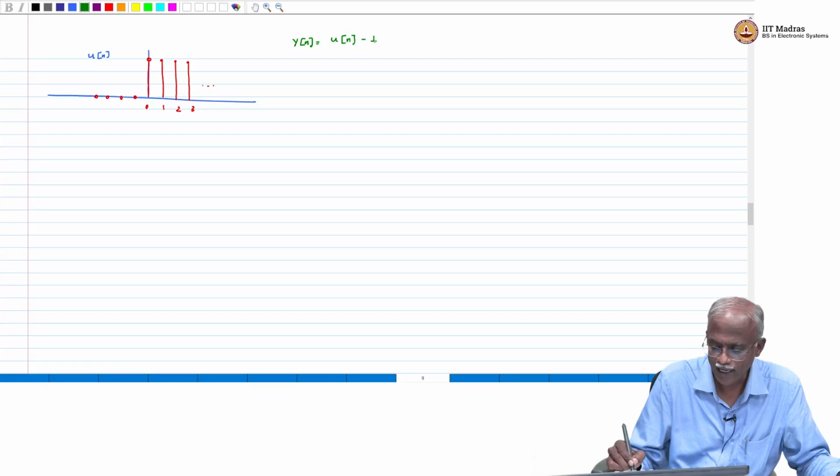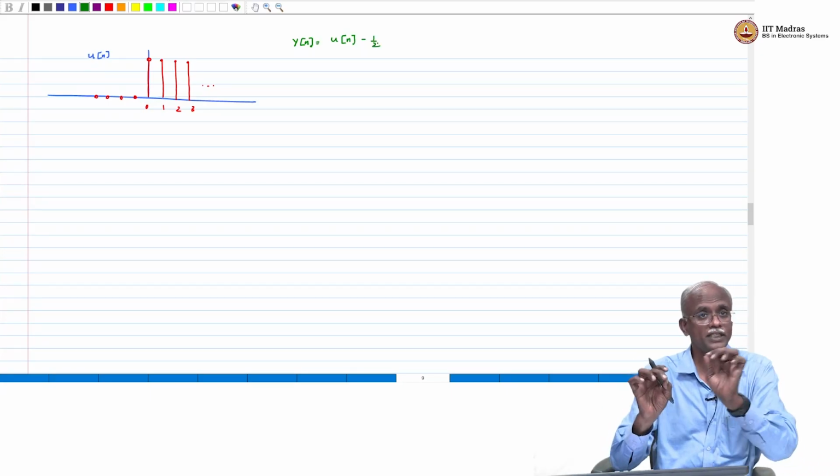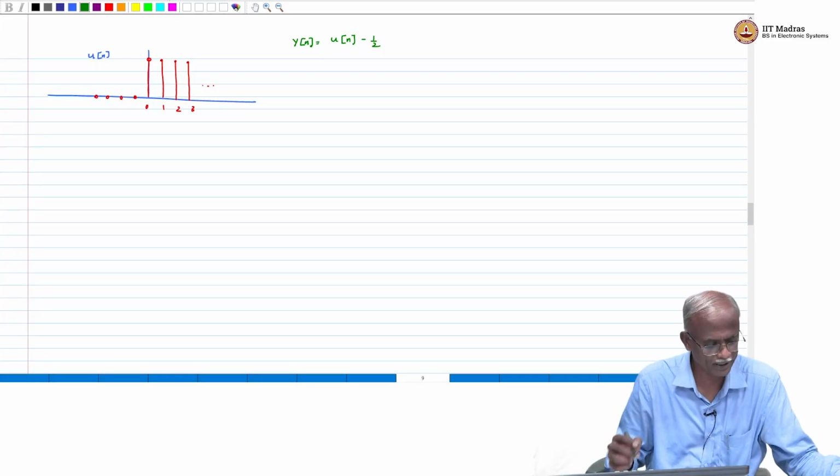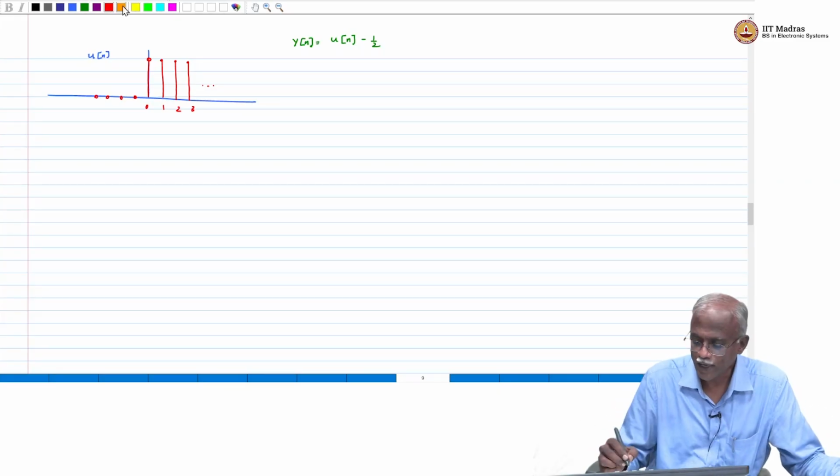Now look at a sequence which is defined by y of n is equal to u of n minus 1/2. A scalar addition, but because the scalar happens to be negative, you can call it scalar subtraction. Now very interesting to see what y of n will be.